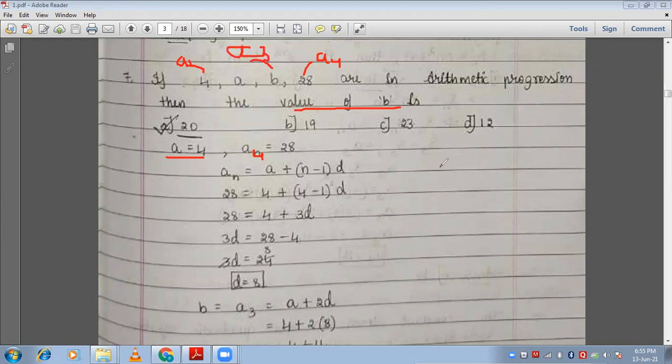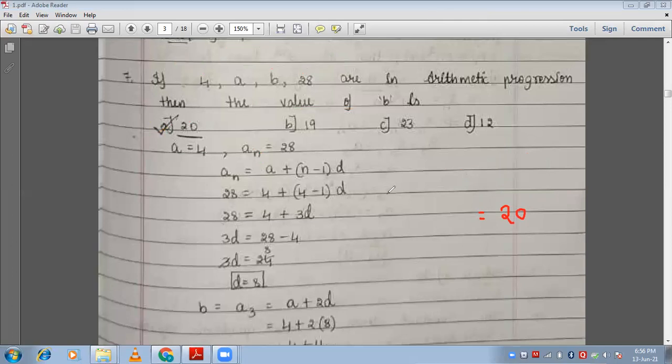Is it right? So A3 is equal to, what is the formula? A plus 2D. So you know the value of A and D. The value of A is 4 plus 2 into the value of D, which is 8. So 2 8s are 16, plus 4 is equal to 20. So which option is right? Option A is correct.